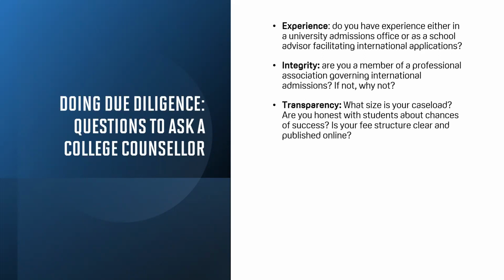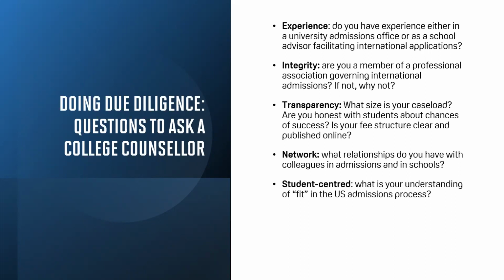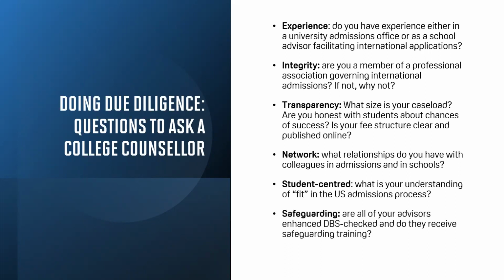You also want to think about transparency. So you should be asking, what size is your caseload? How many students are you advising? Are you honest with students about their chances of success? Is your fee structure clear and published online? And what relationships do you have with colleagues in admissions and in schools? I think that's really important, because this is a relationship based process. And are you student centered? What is your understanding of fit in the US admissions process? I think that's a really crucial thing for counsellors to understand about students and universities.